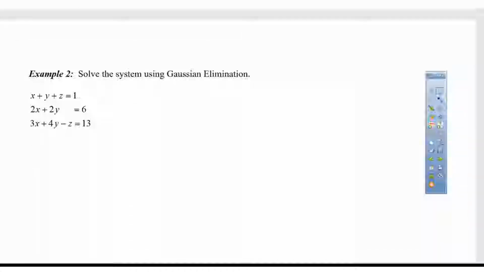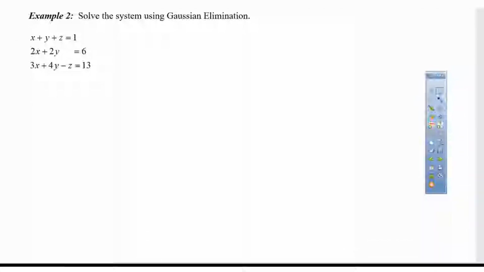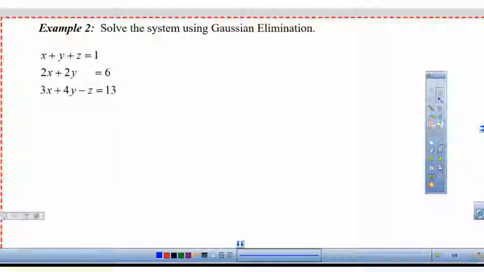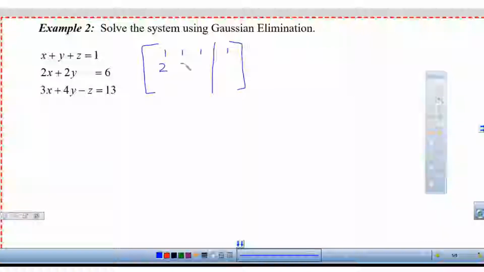Nice and slowly. This one's going to be a lot tougher than what we did because now this is a 3 by 3. Okay? So this is called Gaussian elimination. Okay, guys? So look what you do. Look at the left-hand side and fill in 1, 1, 1, solid line 1. Underneath that, the coefficient of x is a 2, the coefficient of y is a 2. There's no z, so it's a 0, and then you have a 6. The last row is 3, 4, -1, and 13.